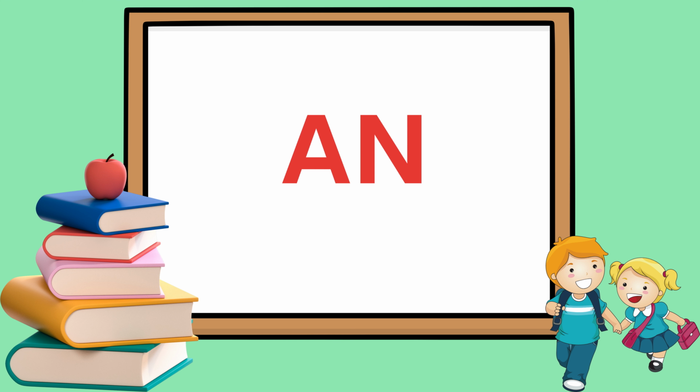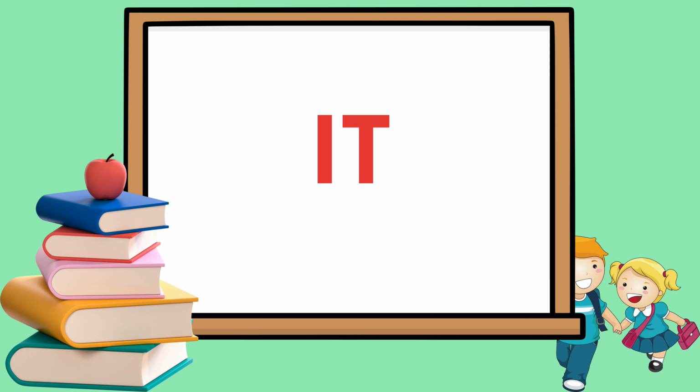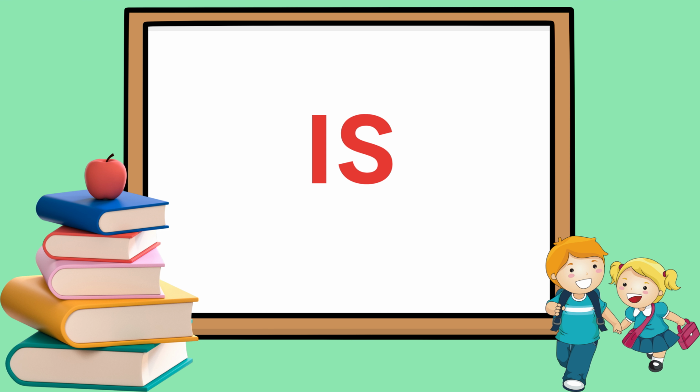Now let's learn another word. This one is an. An is a word that we use before a word that starts with a vowel. For example, I see an apple. Next one is it. It is a word that we use to talk about things. For example, I see a ball. It is red.